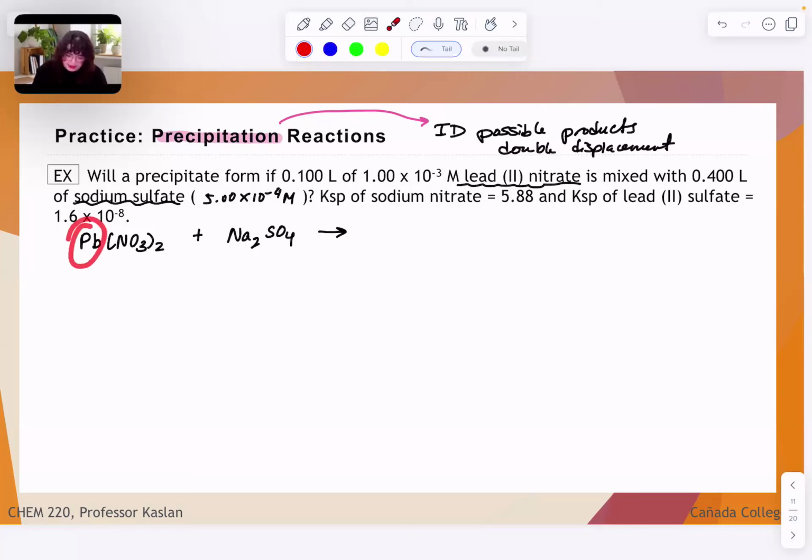So the cation lead is going to be with the new anion sulfate. Lead has a +2 charge. Sulfate has a -2 charge. So this is one possible product. And again, we don't know if it's a precipitate or not.